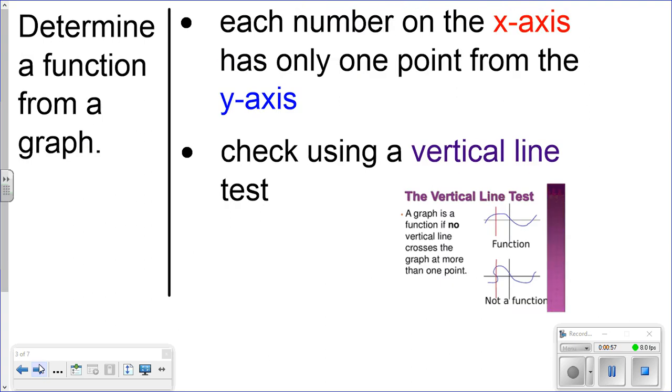So to determine a function from a graph, we have to make sure that each number on the x-axis has only one point from the y. And the easiest way to do this is check using a vertical line test. So remember that the vertical line is up and down. So a graph is not a function if the vertical line crosses the graph at more than one point. So let's try some of these.